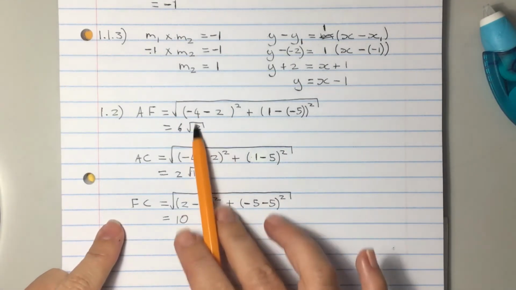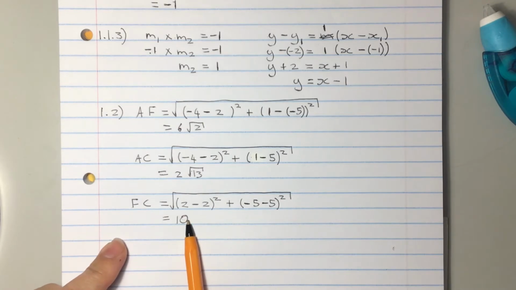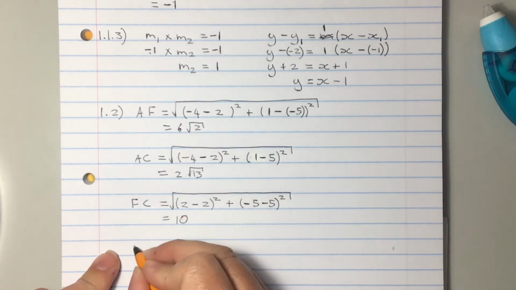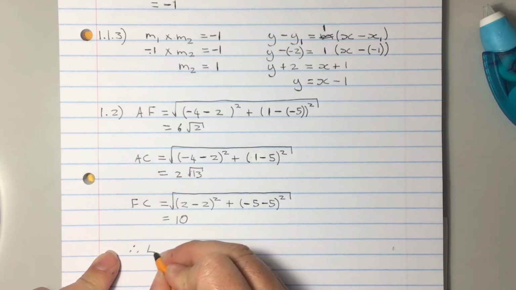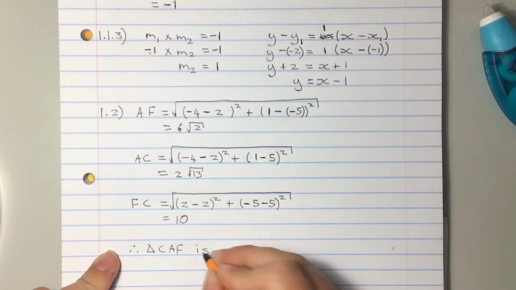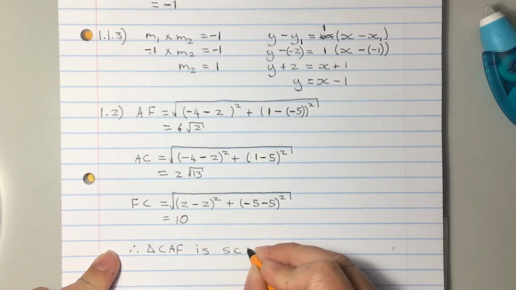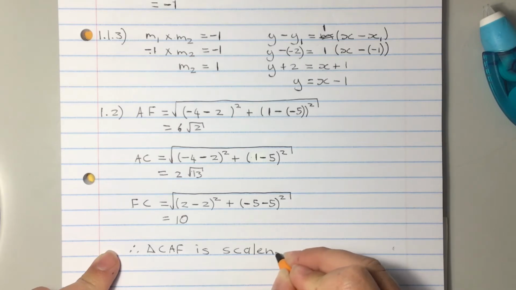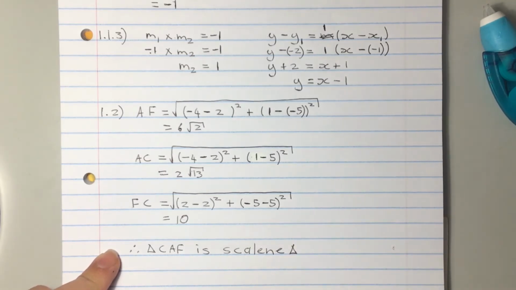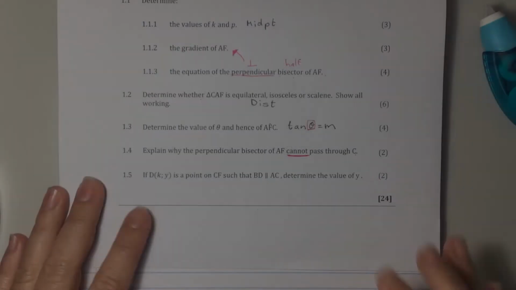There we go. Now we know the lengths of all 3 sides, and we can see that there are no sides that are equal. Therefore, triangle CAF is scalene. And if you are struggling to spell it, just go look in the question paper. Usually they'll have the answer right there for you to copy.